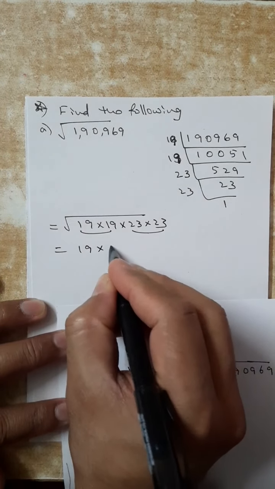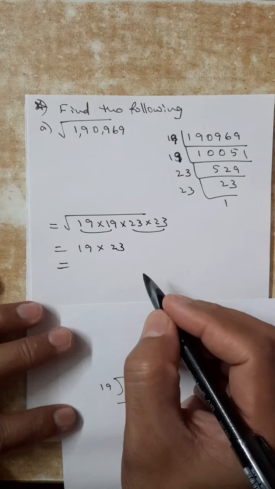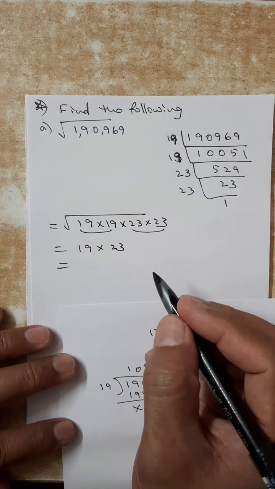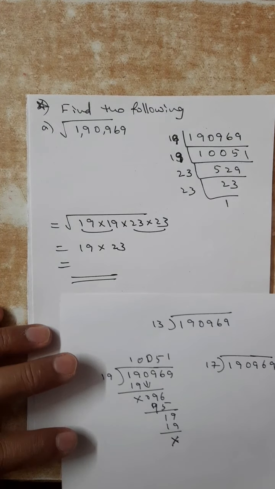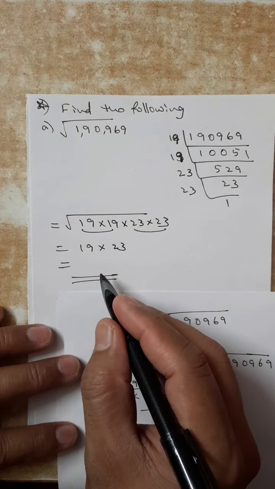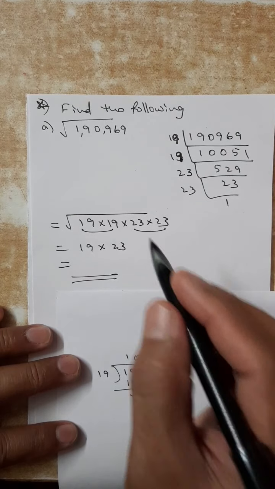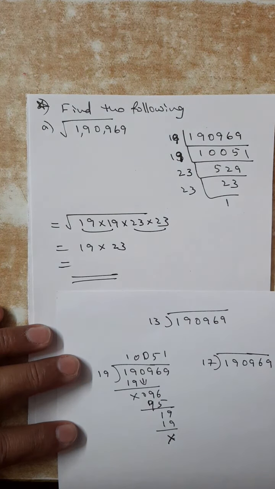19 into 23. How much is 19 into 23? You can multiply 19 into 23. If I multiply then unnecessary time will be wasted. So that will be the answer. I hope it is clear. So with a tough question I thought of explaining the procedure.